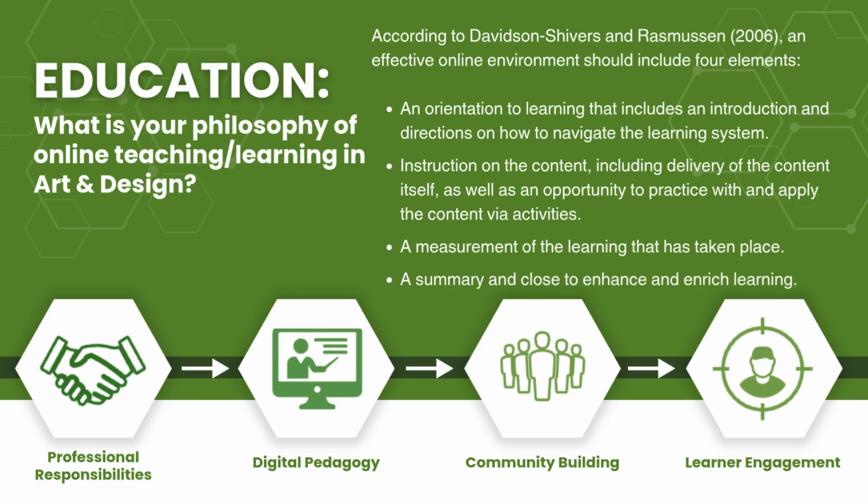So, in Module 7, Chapter 4, they describe four elements. These four elements create an effective online environment, and we should include them. So, the first one would be an orientation to learning that includes an introduction and directions on how to navigate the learning system. The second one would be instruction on content, including delivery of the content itself, as well as an opportunity to practice with and apply the content via activities. The third one would be a measurement of the learning that has taken place. And lastly, a summary and close to enhance and enrich learning.